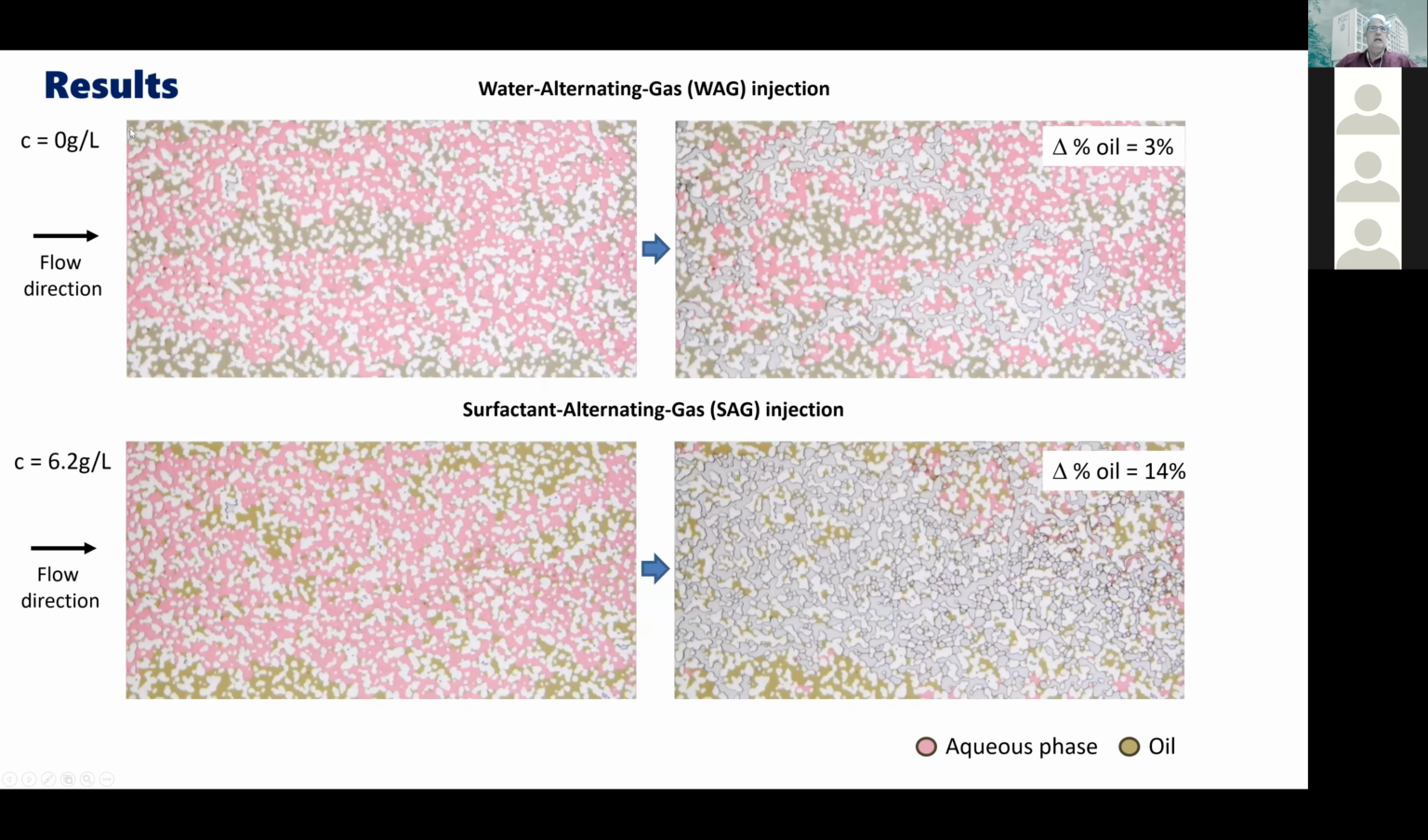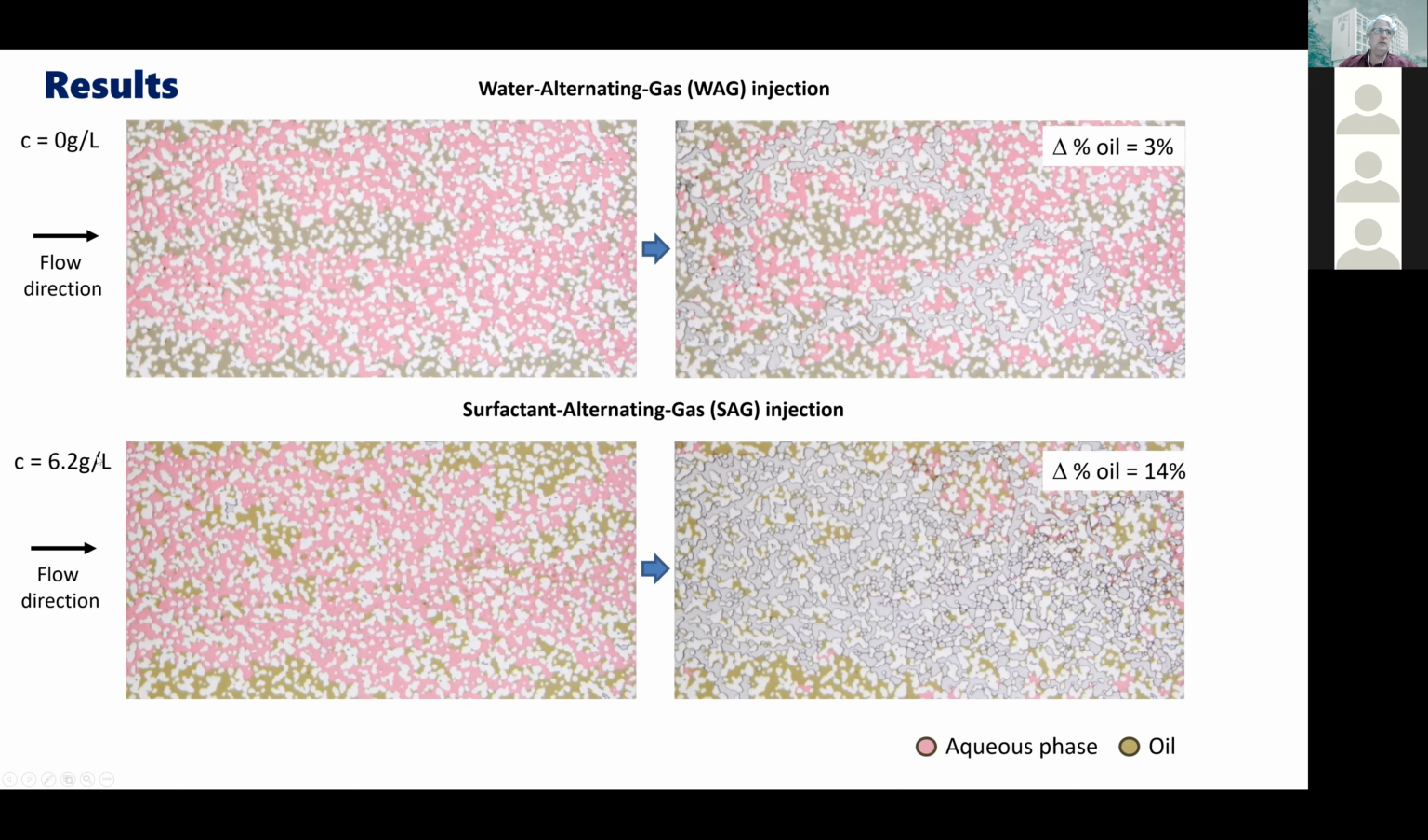So we can get the remaining oil saturation after the water phase injection and after we inject the gas phase. Okay, so if there's no surfactant, this is basically a WAG. After you inject gas, there's very little gain. The reduction of the oil saturation was around 3%. But when we inject gas following a surfactant solution injection, you can see that there was a reduction in the oil saturation of around 14%. So it was a very appreciable reduction.